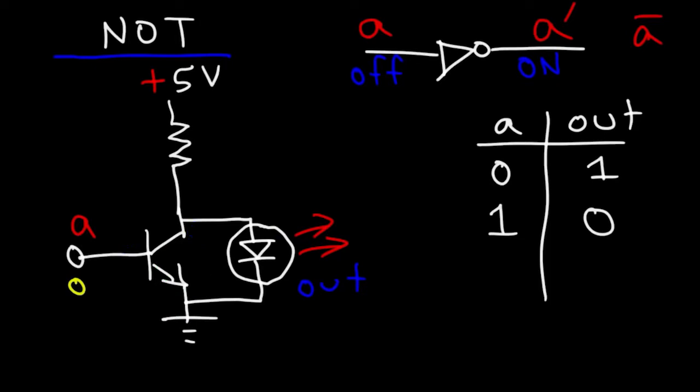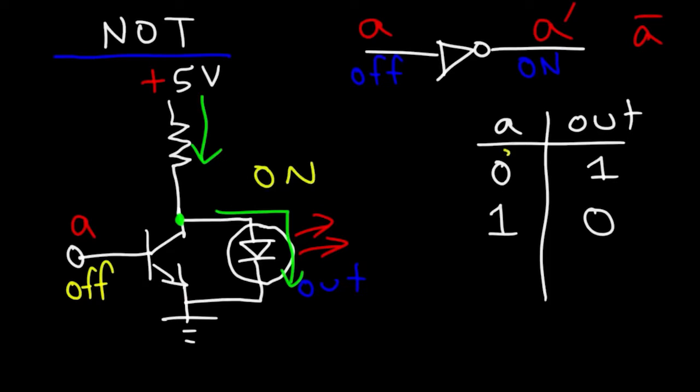So let's say that the input is off. There's no voltage applied at input A. So what's going to happen? Current will still flow through the resistor. Now, once it reaches this point, because the transistor is off, it cannot flow through the transistor. So therefore, it has no choice but to flow through the LED. So therefore, the LED is in an on state.